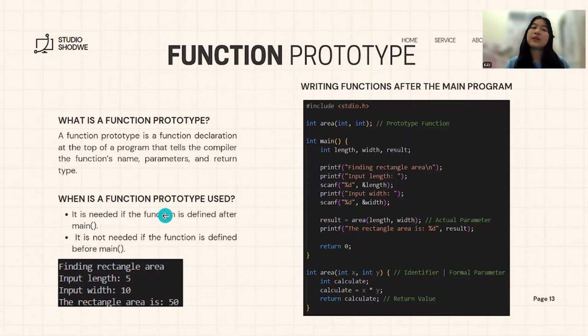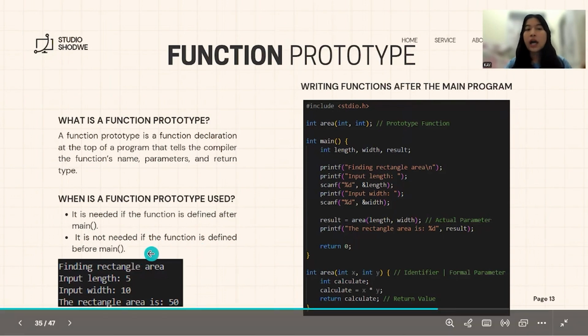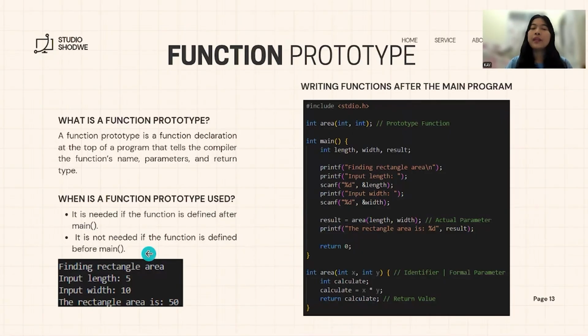When is a function prototype used? It is needed if the function is defined after main. It is not needed if the function is defined before main. So, a function prototype is used when the function is defined after main.